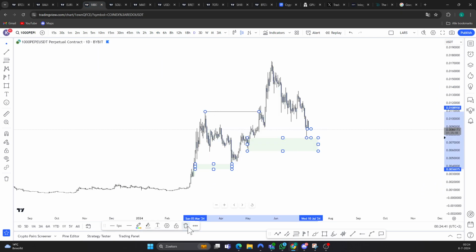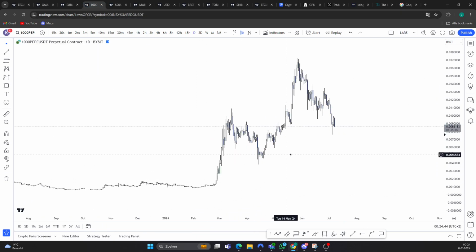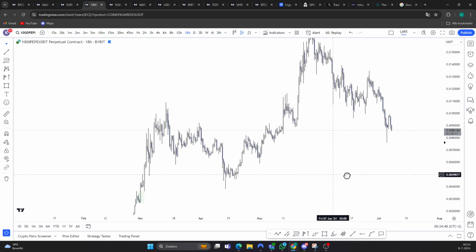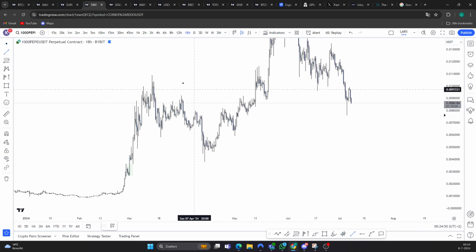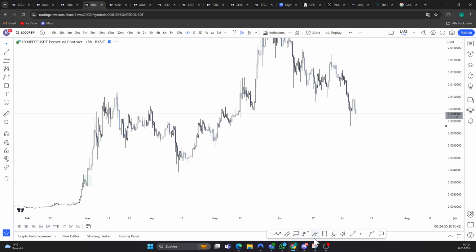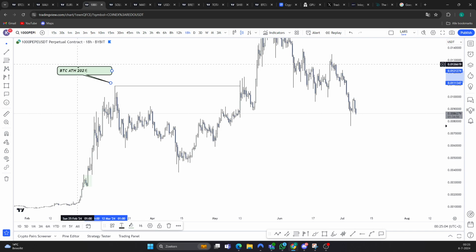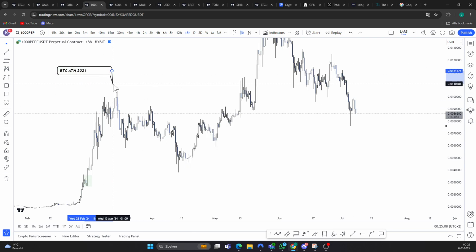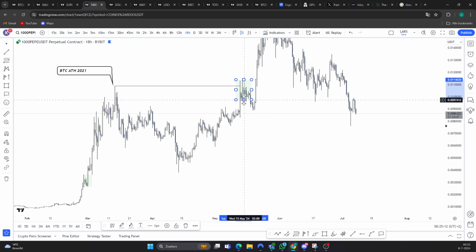Looking at Pepe right here, what we had is, let's say this is Bitcoin's previous all-time high, okay? Let's say this right here represents Bitcoin's previous all-time high. Bitcoin's all-time high 2021. Let's just say it does, okay? Let's get rid of that background. This represents Bitcoin's previous all-time high. And this right here represents the range that we're currently in, okay?